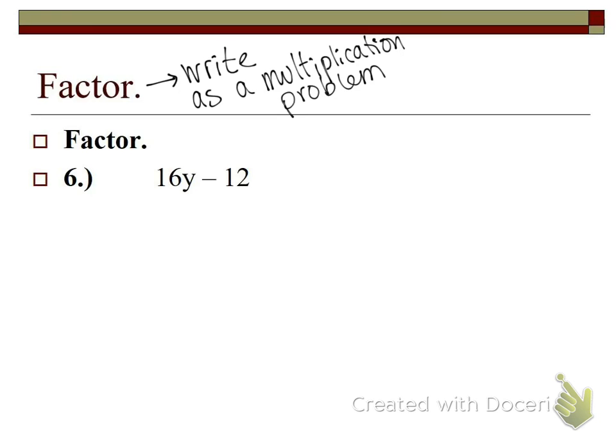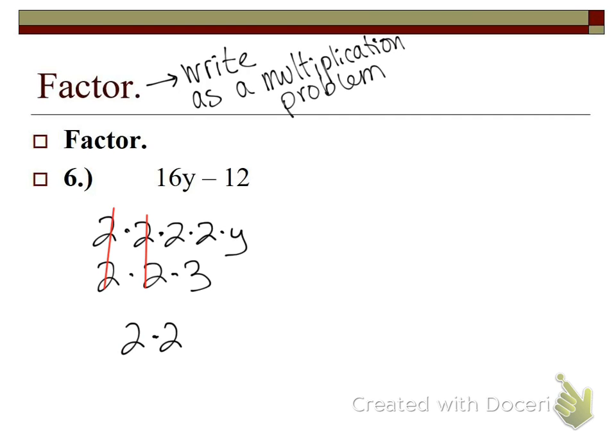Does anybody know the biggest number we could divide both 16 and 12 by? Dominic? 4. 4 would be correct. So if we didn't know that, 16y would be 2 times 2 times 2 times 2 times y. 12 would be 2 times 2 times 3. We'd have 2 pairs of 2s, so that's how we know that the GCF is 4. Okay. Are we all okay with the GCF here being 4? That's the biggest number we could divide both of those by.